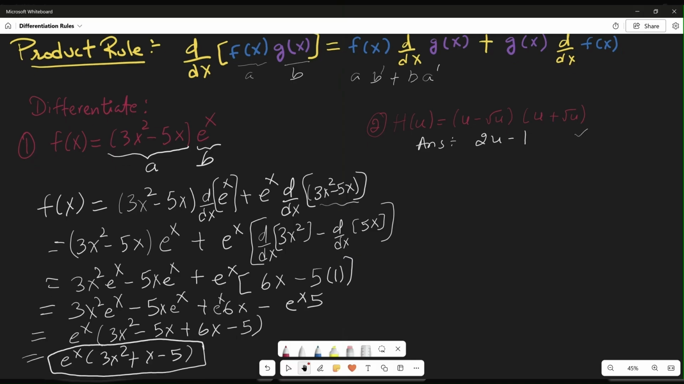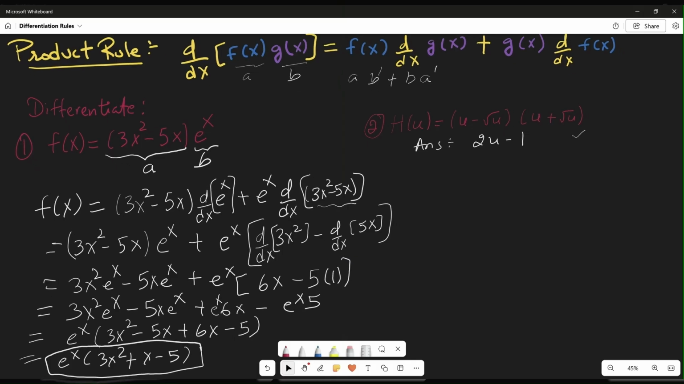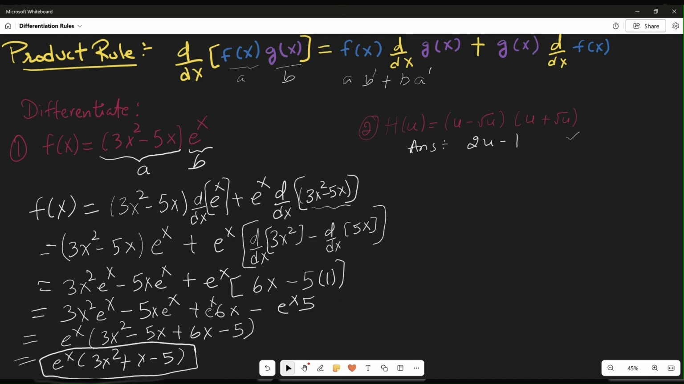And here is your answer. Look at number 2 here, this function h of u. And we are going to get this answer by the end of this video. Again, as we are applying this product rule, which is simply a times derivative of b plus b times derivative of a, right? Easy peasy.